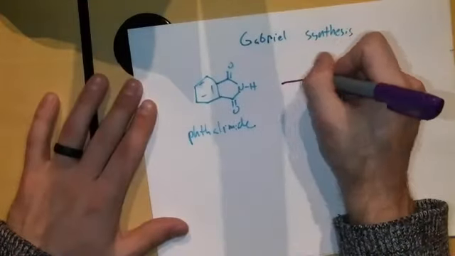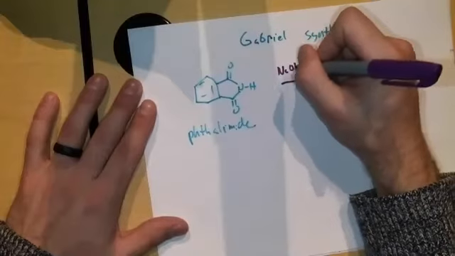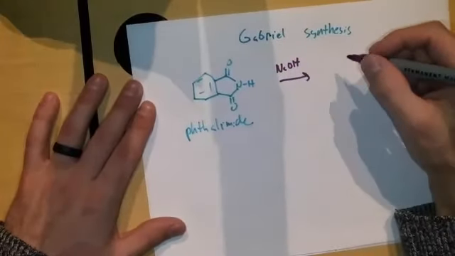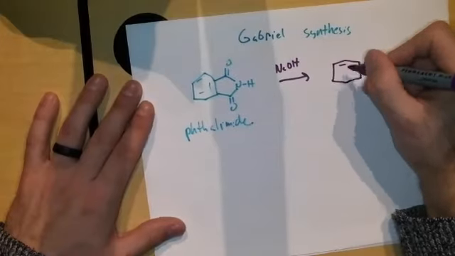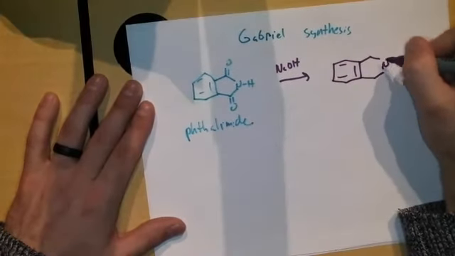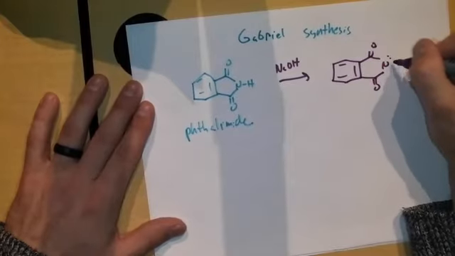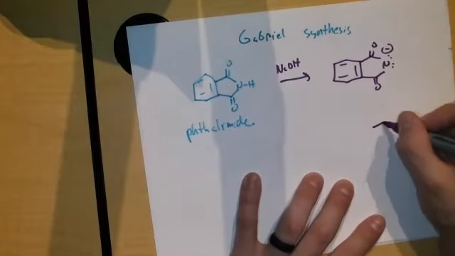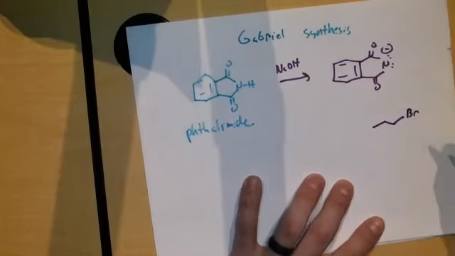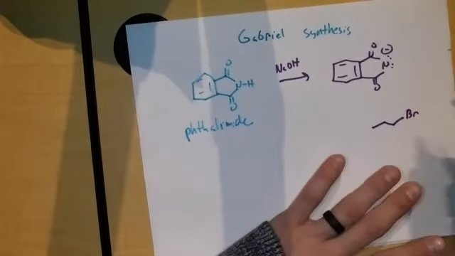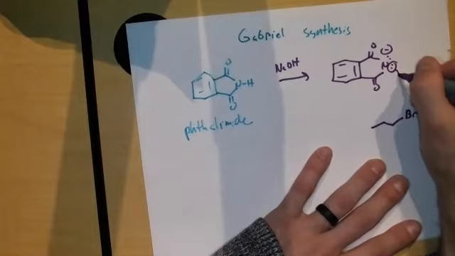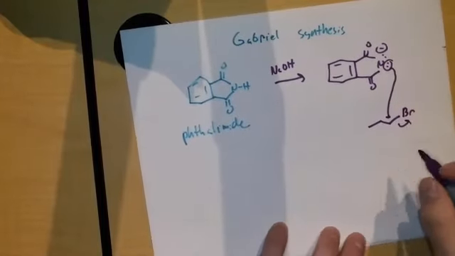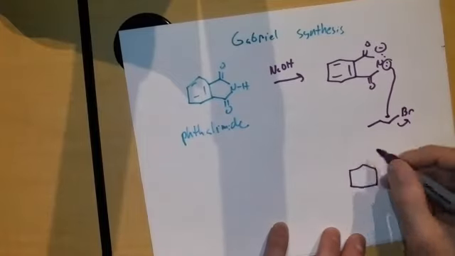We add in NaOH to it. We can pull off that proton. This can then attack our bromopropane here, do an SN2. We're going to add it to this phthalimide.